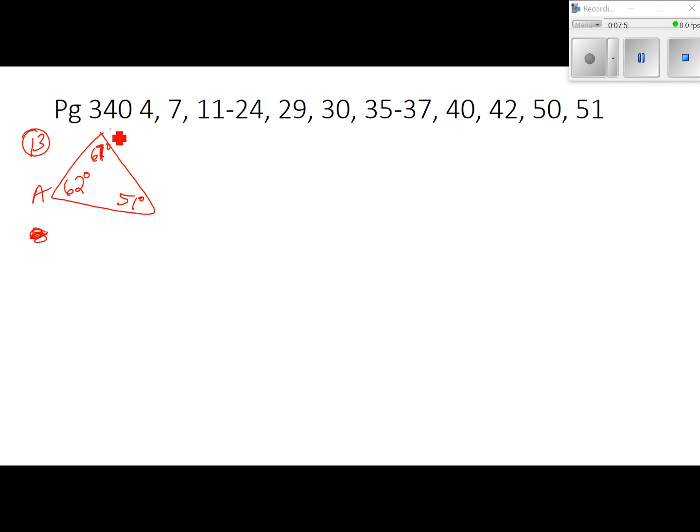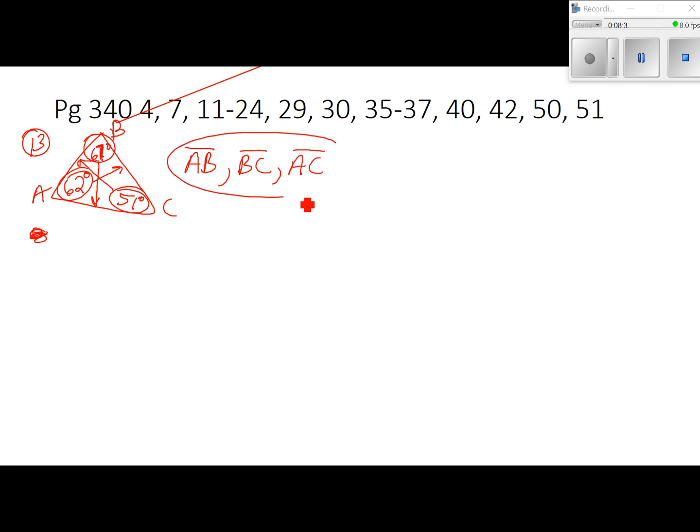and this is A, B, and C. We want to list the sides from shortest to longest. Well, the shortest side's got to be across from the smallest angle, so that has to be that side. So segment AB has to be the shortest. Make sure you're using your symbols. 62 is the next smallest angle, so the side across from it has to be the next shortest side, so BC has to go next. And then 67 is the biggest angle, so it has to be across from the longest side, and that would be segment AC. Make sure you're using your symbols.